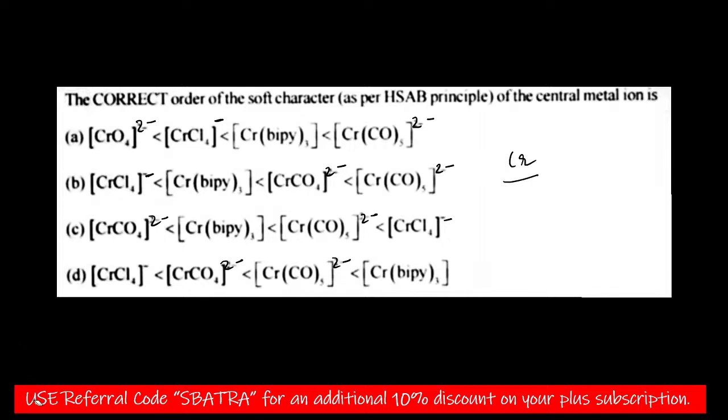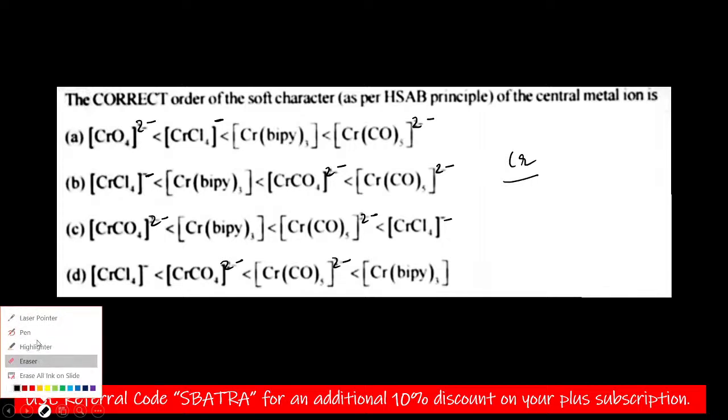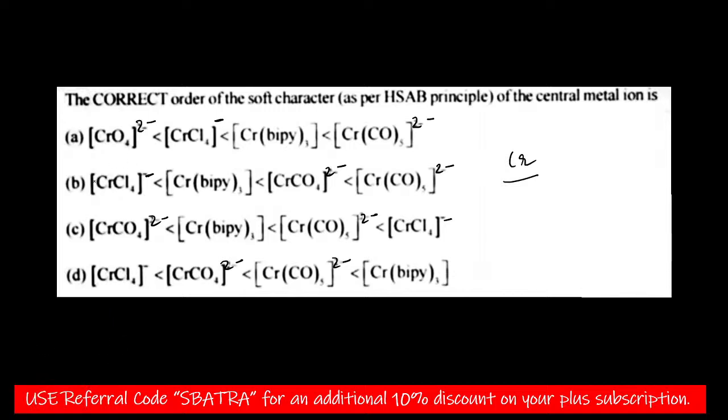Alright, so let's solve this question. What we have to find out? We have to find out the correct order for soft nature. Okay, this is the question. So let's do one thing. Let's calculate the oxidation state of chromium in all these complexes.